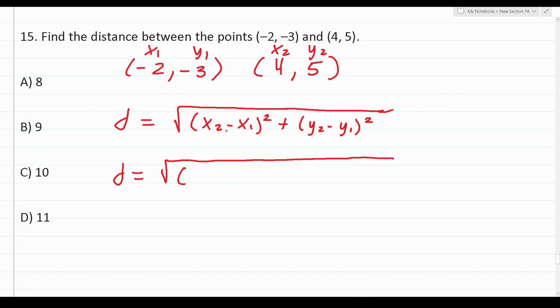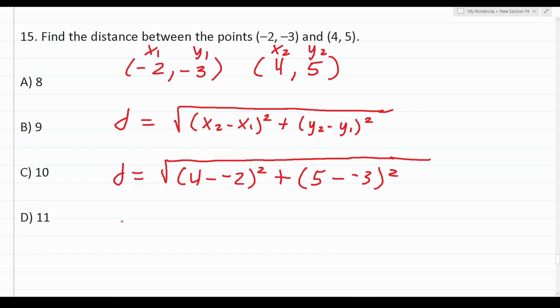What is x2? x2 is right here. It's 4 minus, what is x1? It's -2, so this is minus -2 squared plus, what is y2? It's right here. It's 5 minus, what's y1? It's right there. It's -3 squared. All right. So let's keep working this out.